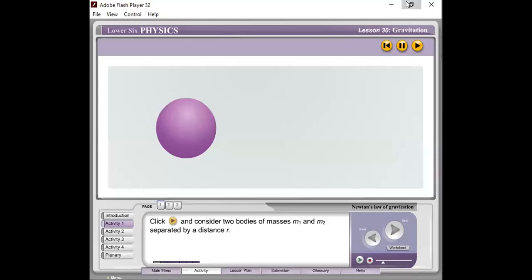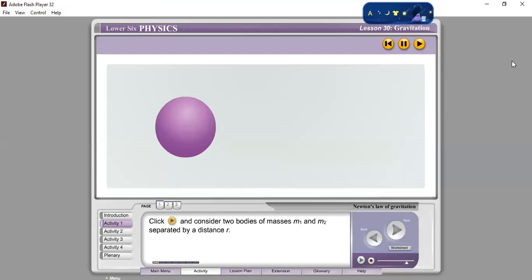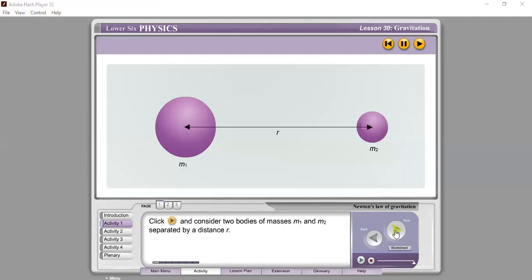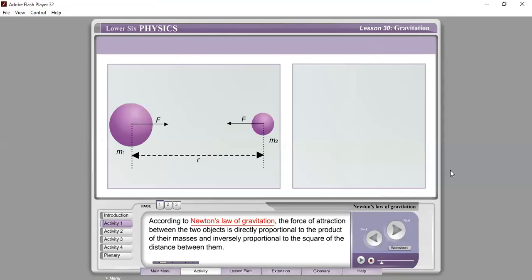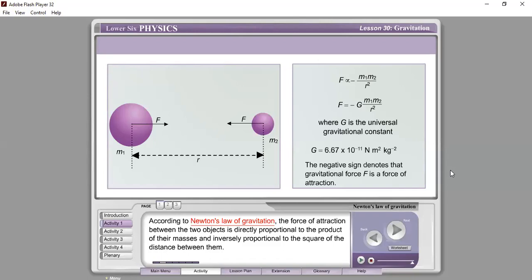Click the play button and consider two bodies of masses m1 and m2 separated by a distance r. According to Newton's law of gravitation, the force of attraction between the two objects is directly proportional to the product of their masses and inversely proportional to the square of the distance between them. F is proportional to negative m1 m2 over r square. F equals negative G times m1 m2 over r square, where G is the universal gravitational constant, which equals 6.67 times 10 to the power negative 11 Newton meter square per kilogram square. The negative sign denotes that gravitational force F is a force of attraction.